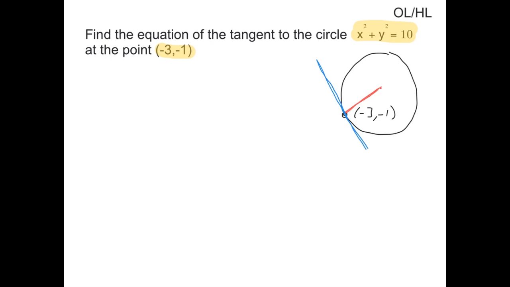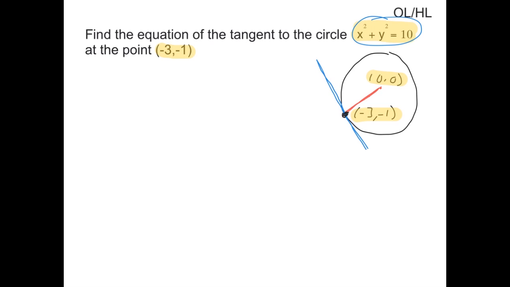And of course, we know, given the form of the circle that we're given here, that the center of this circle is at the point 0, 0. So our first step was to find the slope of the radius to the point of contact, this point down here. So to do that, we need to find the slope between the 2 points 0, 0 and minus 3, minus 1.